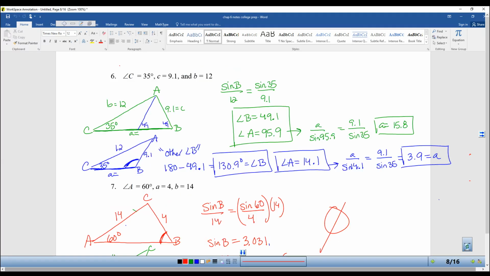All right, we're going to stop there. There is more for the law of sines, which includes word problems and using it to find area, but that's all we're going to do for today.